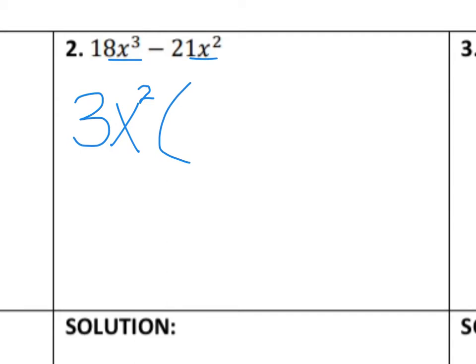So 18 divided by 3 is 6. And if I have 3 x's on top and x squared on bottom, those subtract to leave me with a single x. Negative 21 divided by 3 is 7, and my x's subtract away. So that would be my final answer for number 2.